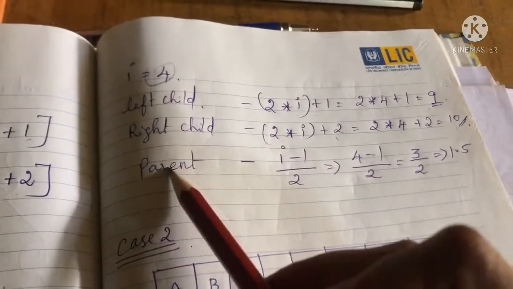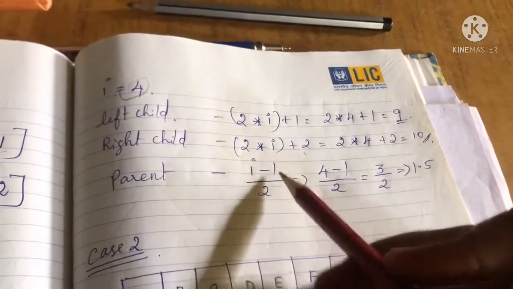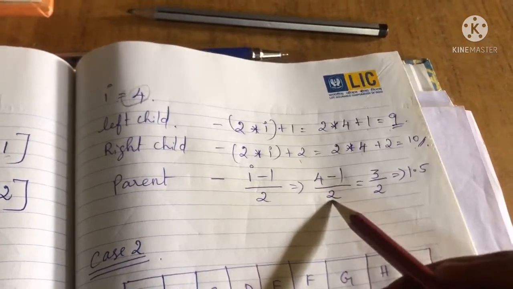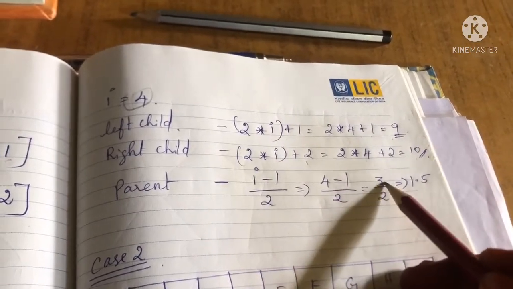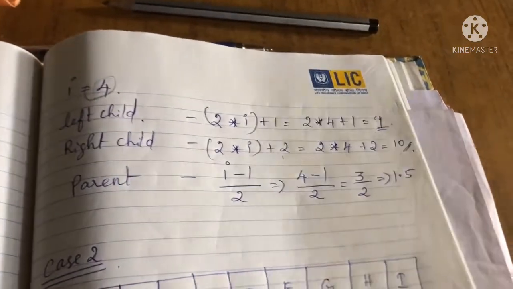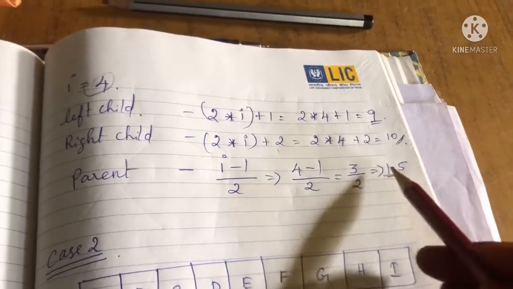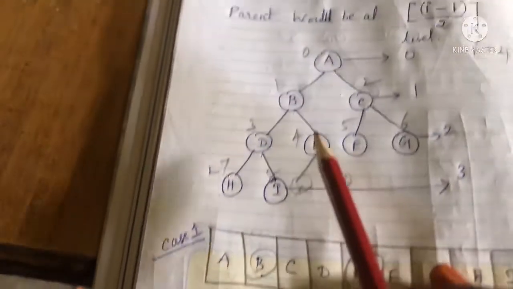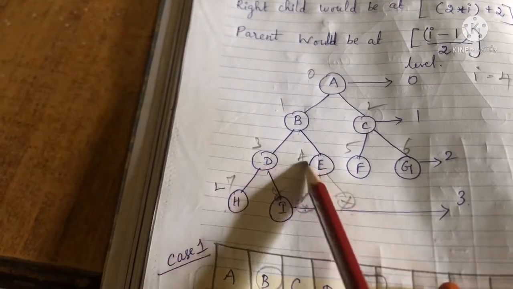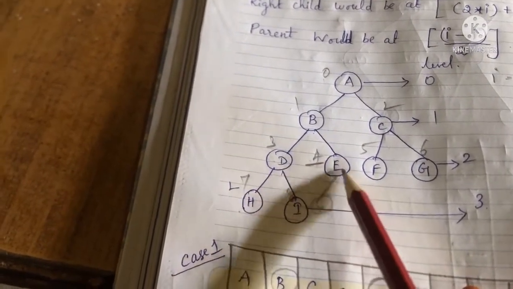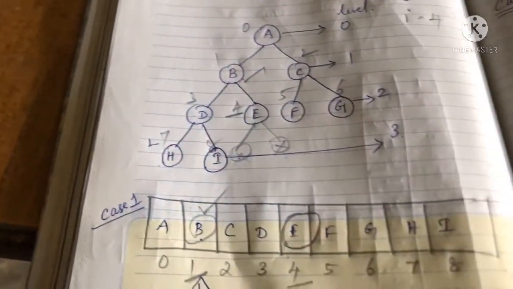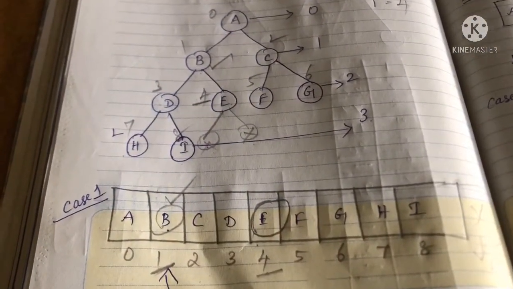The next one is how to calculate the parent node: (I minus 1) divided by 2. The I value is 4. 4 minus 1 equals 3, and 3 by 2 is 1.5. Directly take the 1. The first index points to B. So the parent of E is B. From the formula we got it.